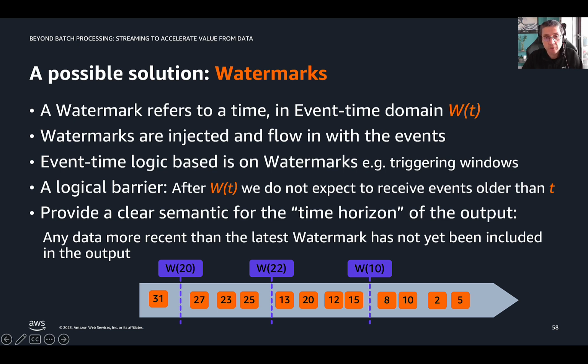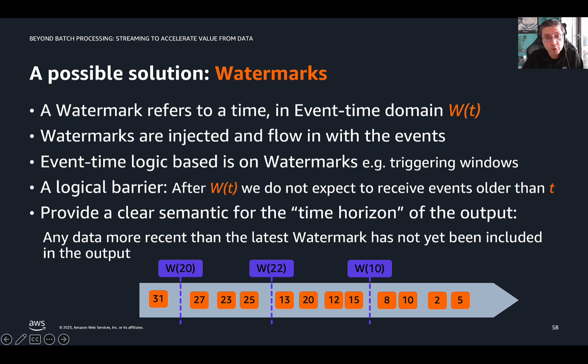Any event time logic, so for example deciding when to open or close a window, is based on the watermarks, not the timestamps that are written in the events themselves. And each watermark represents a logical barrier saying after this watermark there is no event with event time older than me. So for example, when you receive a watermark with a time that is greater than the window end time, you can close the window.